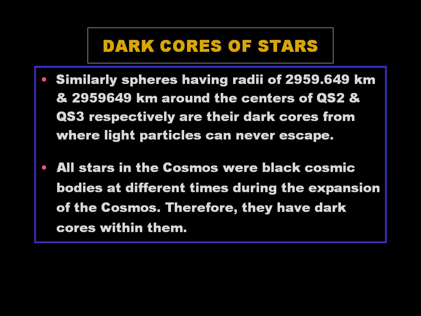Dark cores of stars. Similarly, spheres having radii of 2959.649 km and 2959.649 km around the centers of QS2 and QS3 respectively are their dark cores from where light particles can never escape. All stars in the cosmos were black cosmic bodies at different times during the expansion of the cosmos. Therefore, they have dark cores within them.